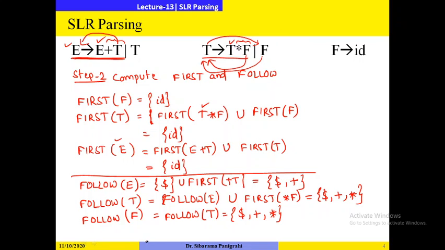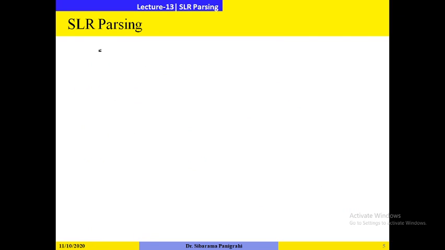Yes. So I hope all of you have understood step number 2. In step number 2, we compute first and follow. If you have forgotten, please go through the lectures on computing first and follow. Next we will go through step number 3. In step number 3, we will find the augmented grammar. I will tell you why we are doing all these things. First let me tell you how to do it, then I will tell you why to do it.